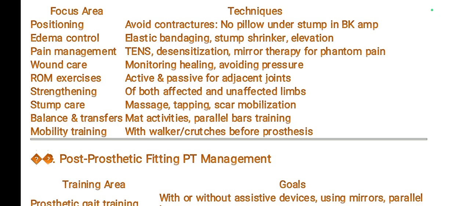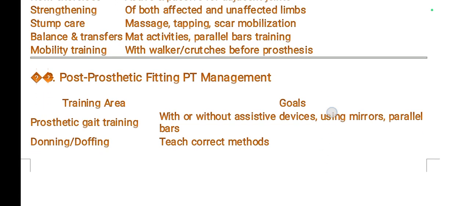Edema control: elastic bandaging, stump shrinker, elevation. Pain management: TENS, desensitization, mirror therapy for phantom pain. Wound care: monitoring healing, avoiding pressure. Range of motion exercises, active and passive, for adjacent joints, strengthening of both the affected and unaffected limb, stump care, massage, tapping, scar mobilization, balance and transfers, mat activities, parallel bars training, and mobility training with walker or crutches before prosthetics.